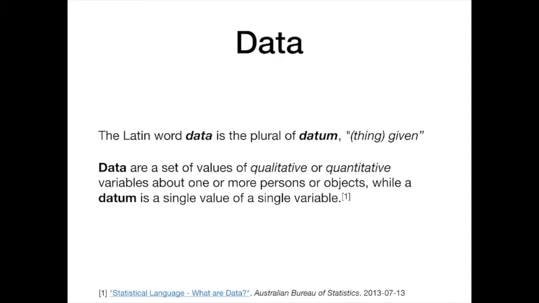Data is derived from the Latin word data, which is the plural of datum, a given thing. There is a definition by the Australian Bureau of Statistics that says data are a set of values of qualitative or quantitative variables about one or more persons or objects, while a datum is a single value of a single variable. In common speech, data is often used in its singular form as a mass noun, like sand or rain, but in the scientific field, data is used in the plural form.